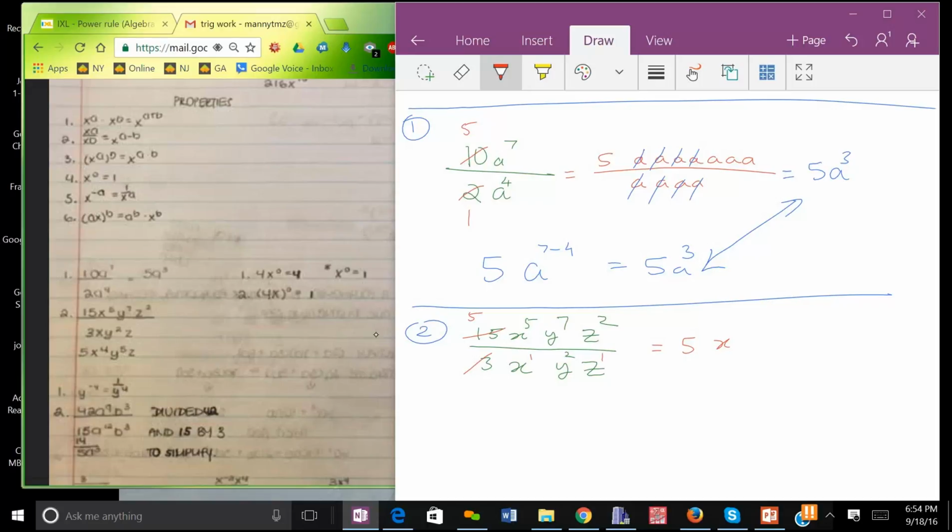So that would be x to the 4th, because 5 minus 1. Y to the? Y to the 5th. Yep. And then z to the? To the first, so you could just leave it as z. Yep, perfect. You got it right. But do you understand the process? Yeah.